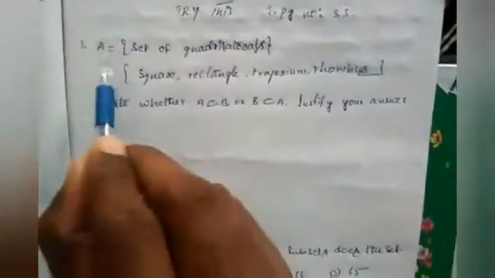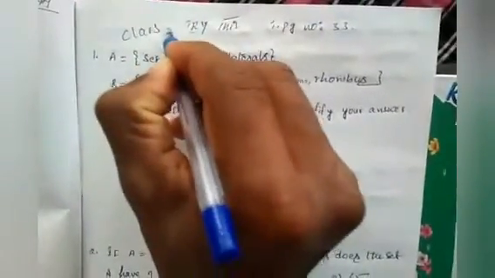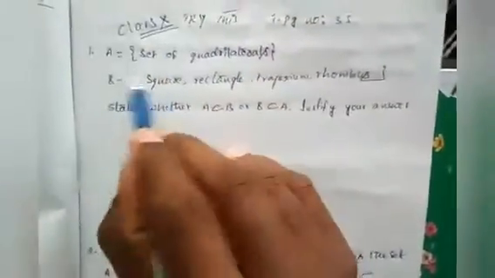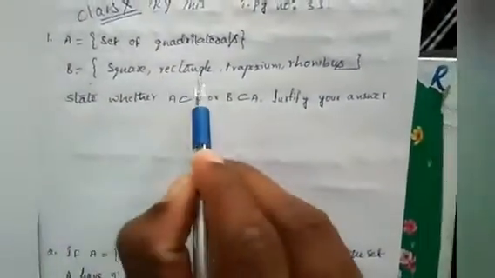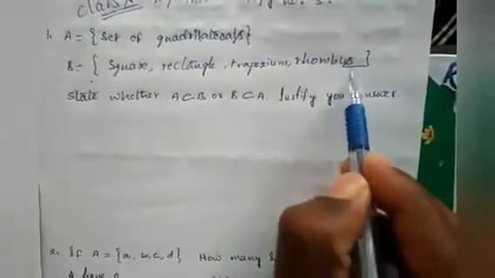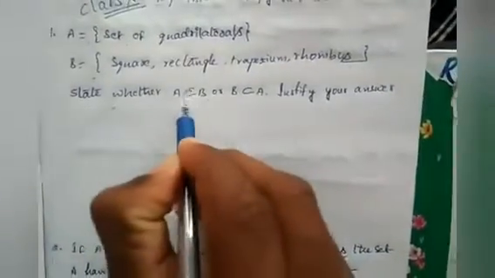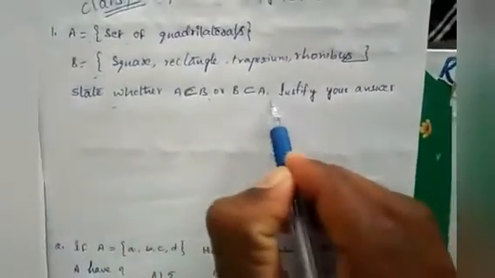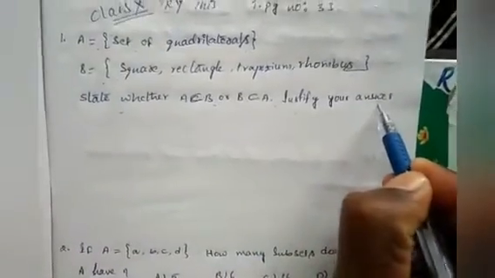Try this. Textbook page number 33. A is equal to the set of quadrilaterals and B is equal to square, rectangle, trapezium, rhombus. State whether A is a subset of B or B is a subset of A. Justify your answer. Now take A solution.